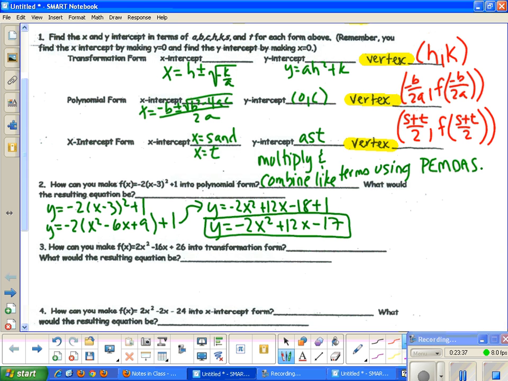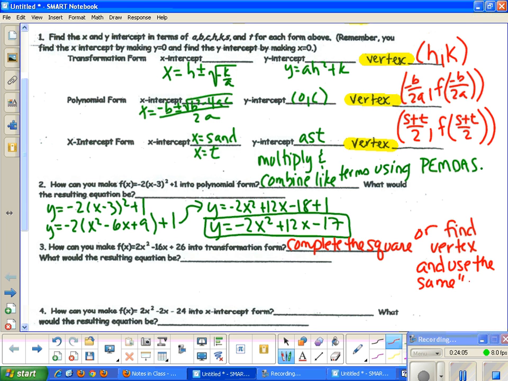This right here gives you your polynomial form. Then for the next one, it says, how can you make f of x equals, so polynomial form into transformation form? There are two ways you can do this. You could complete the square, or you can find the vertex and use the same a value from your original equation.